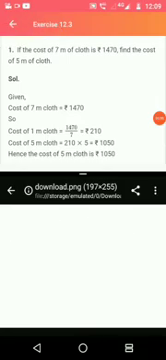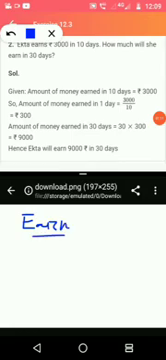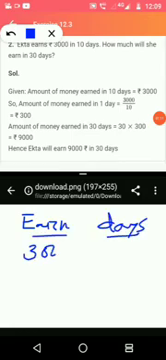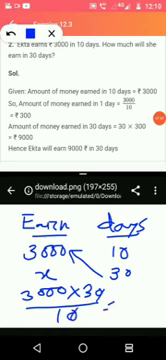Okay. Next. Ekta earns 3000 in 10 days. So earn, how much the person is earning, and days. So Ekta is earning 3000 for 10 days. How much will she earn for 30 days? Again cross multiply. So it is 3000 into 30 divided by 10. So we'll have 9000. She will earn 9000 rupees. Okay. Next one.